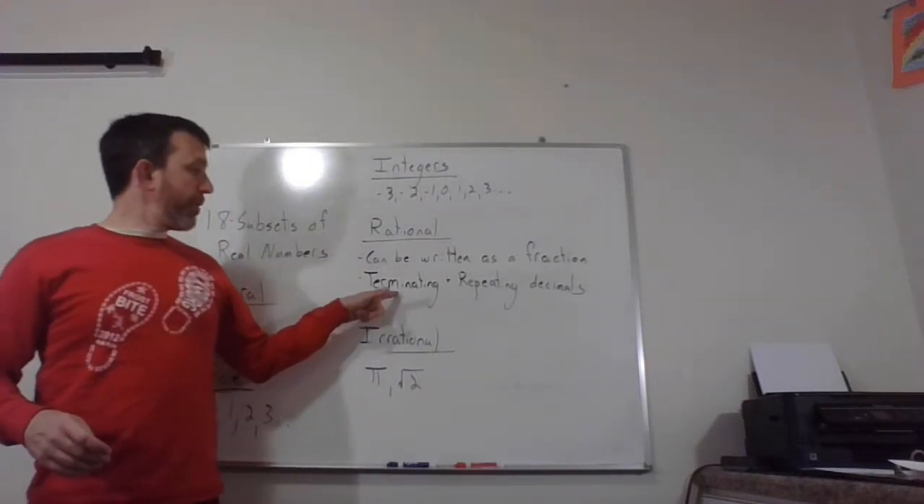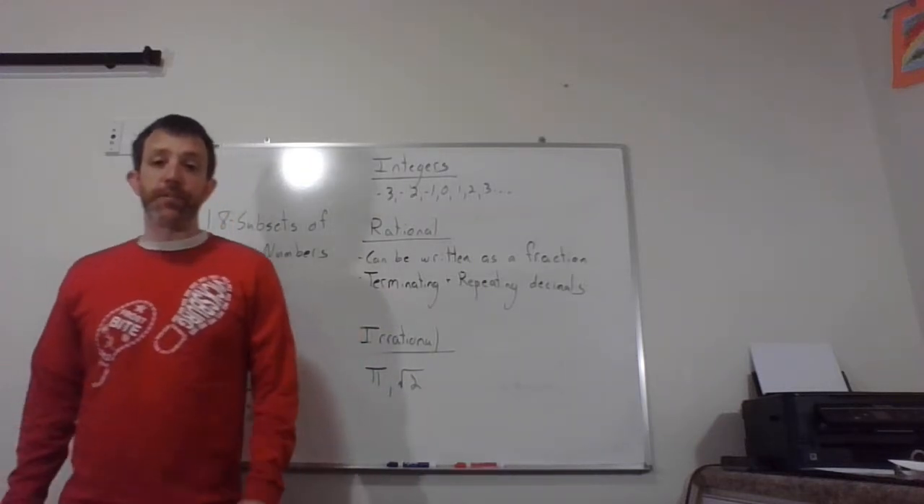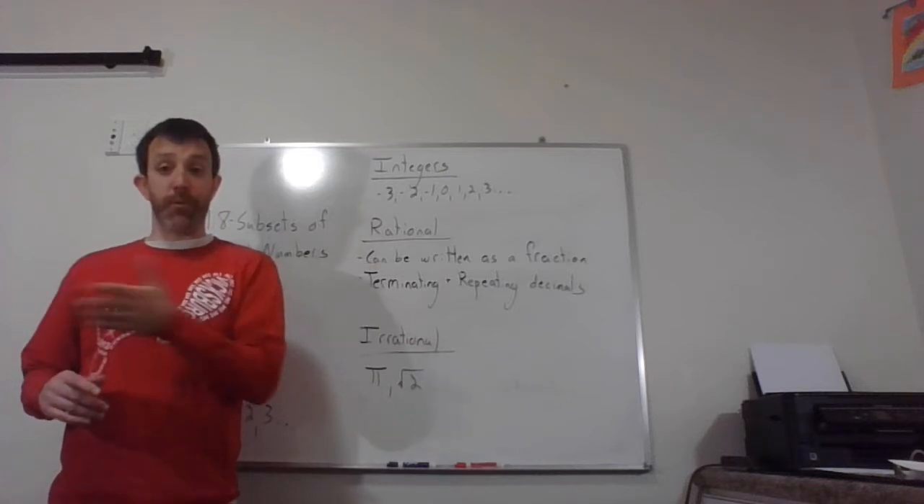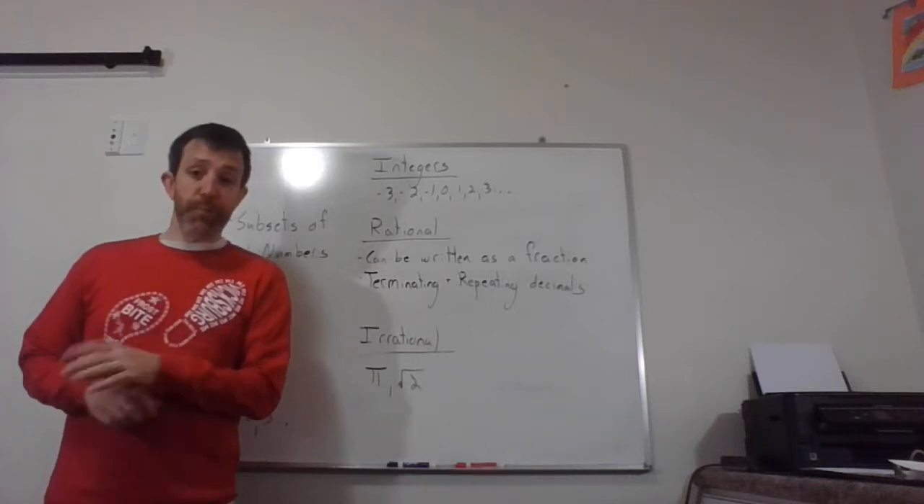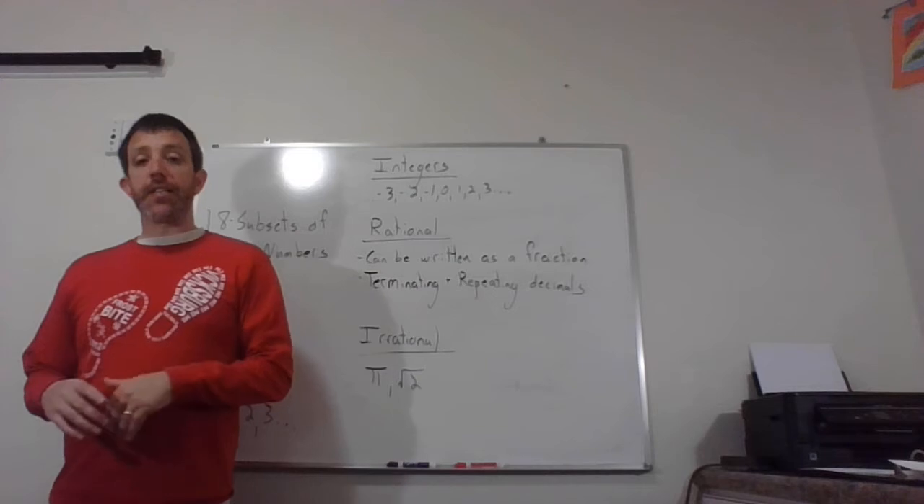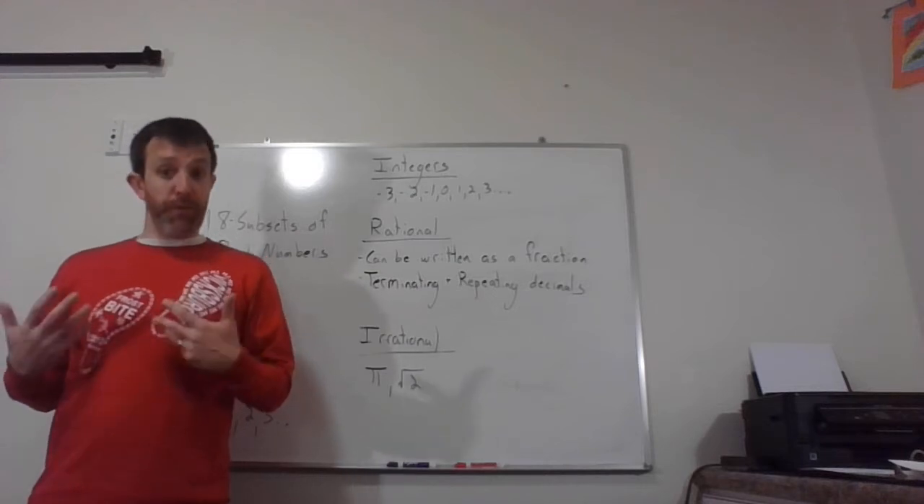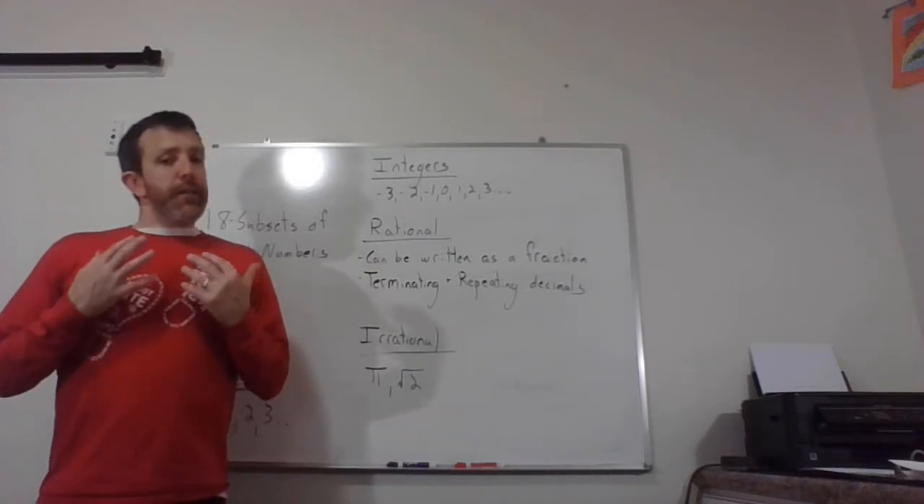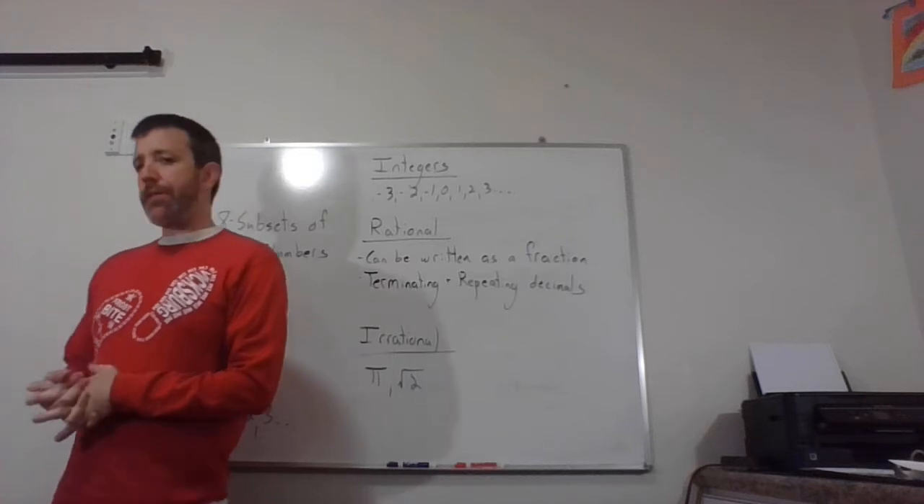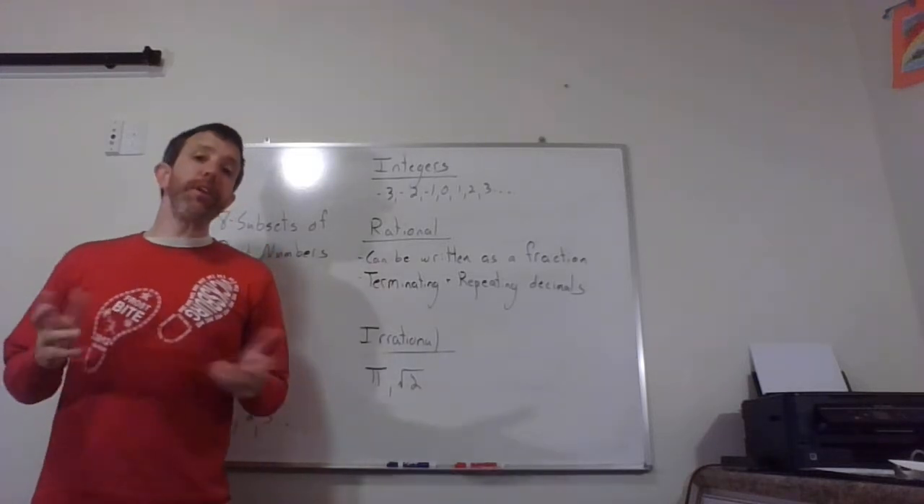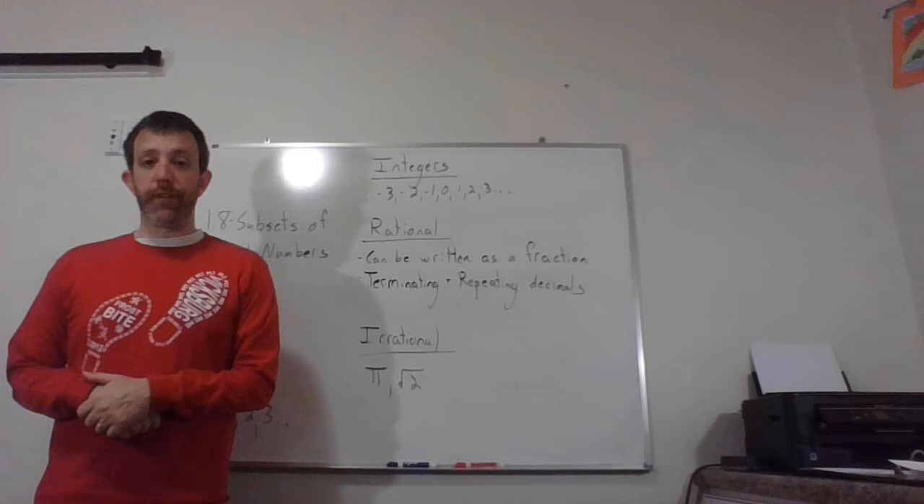It's also going to include terminating and repeating decimals. Terminating decimals are decimals that come to an end. Think something like 0.3. Repeating decimals have a pattern that repeats itself over and over and over again. Trust me, it's possible to turn them into a fraction. It does require more algebra than we have right here at this point, though.